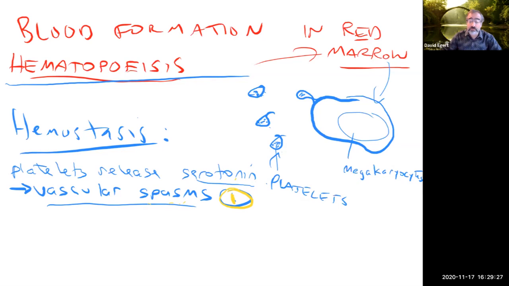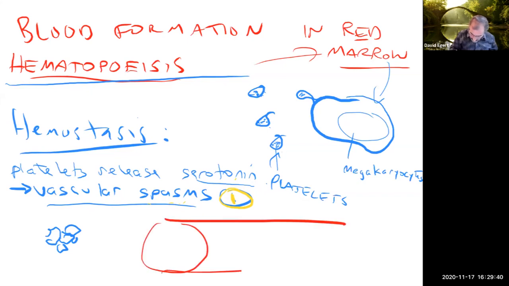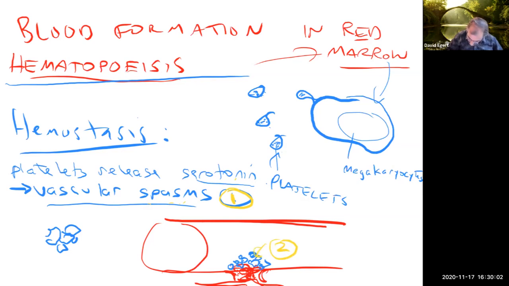The next thing the platelets do is they get kind of spiky and they start sticking together. Let me draw. Let's say this is my vessel that now has a breach in the wall. The platelets will get spiky and sticky, and they'll start dogpiling, sandbagging. This is going to be part two. We're going to get what's called the platelet plug.